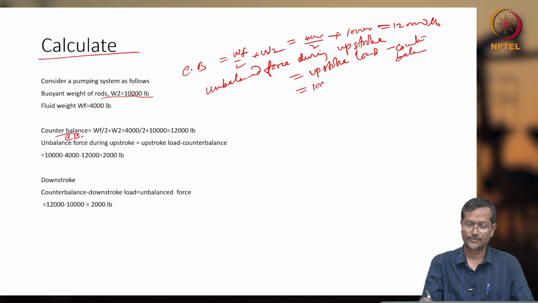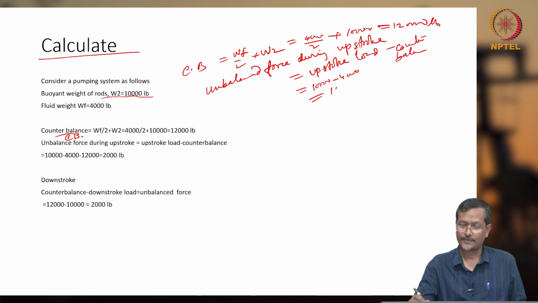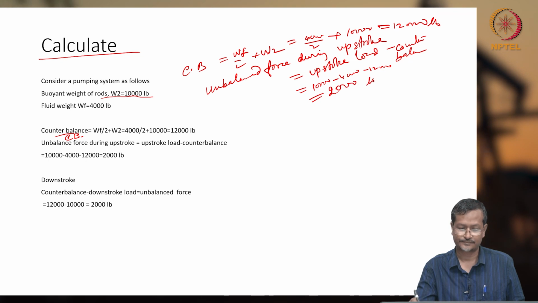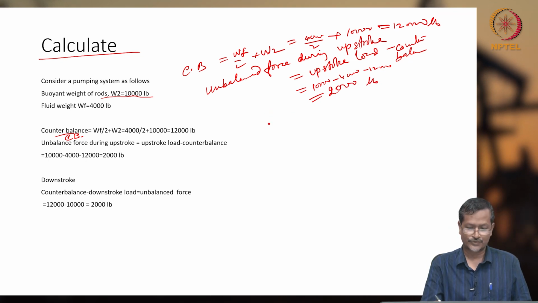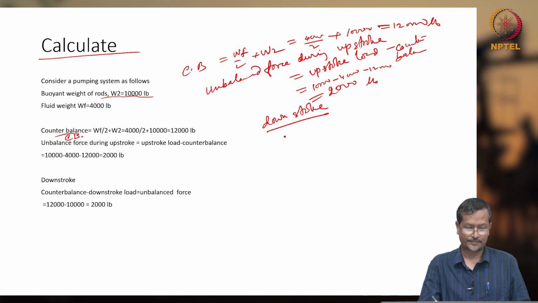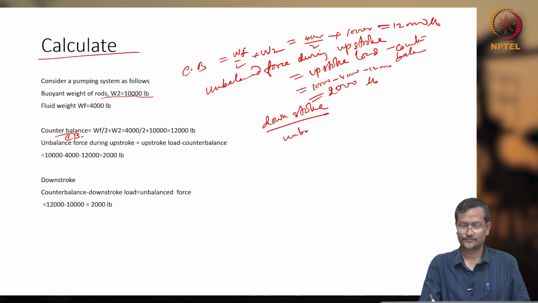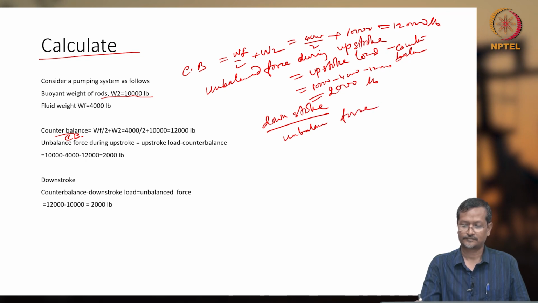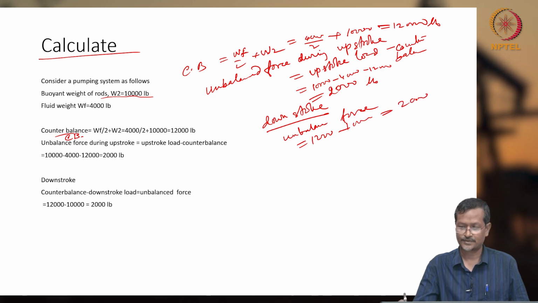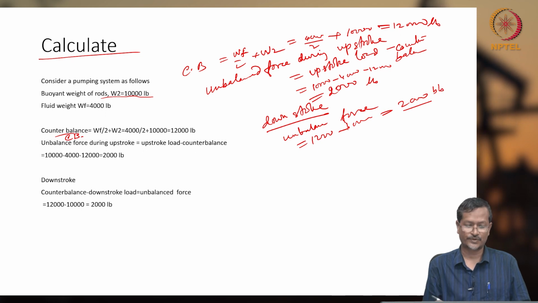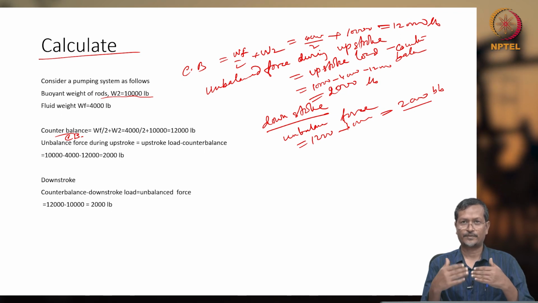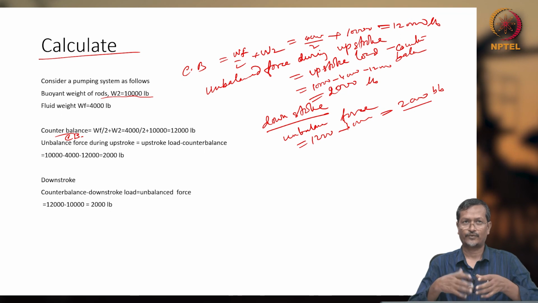Okay, so you are getting 10,000 minus 4,000 minus 12,000, so 2,000. Okay, now downstroke, you are getting unbalanced force equals 12,000 minus 10,000 equals 2,000. So upstroke and downstroke unbalanced force both are same. So whenever you are calculating unbalanced force in counterbalance, actually that much of force will be given by the motor. So that one you have to calculate from fluid weight and rod weight.